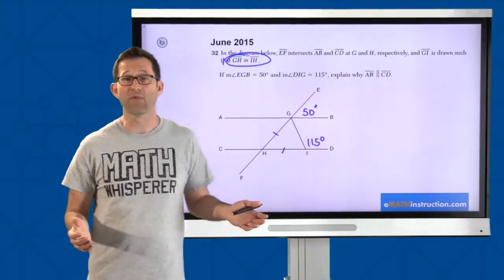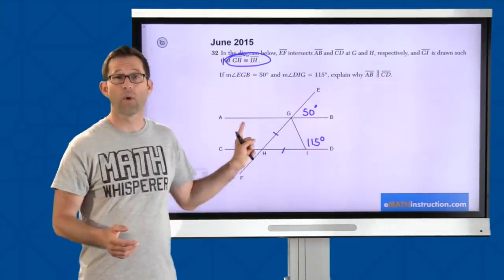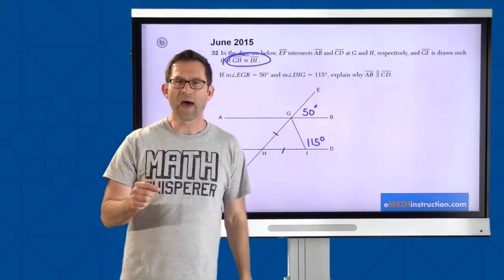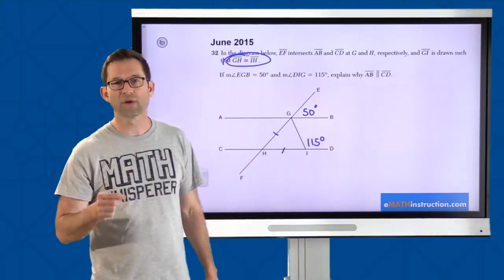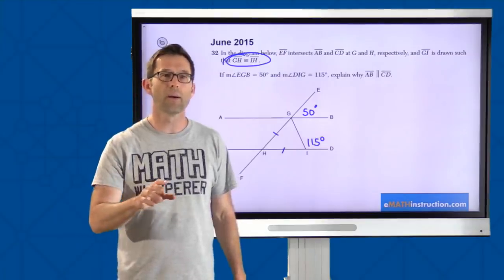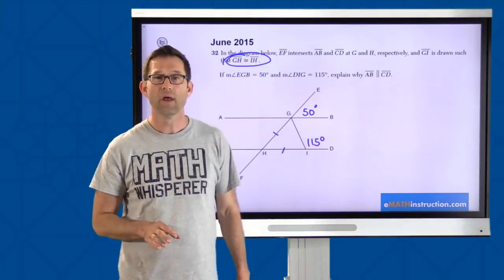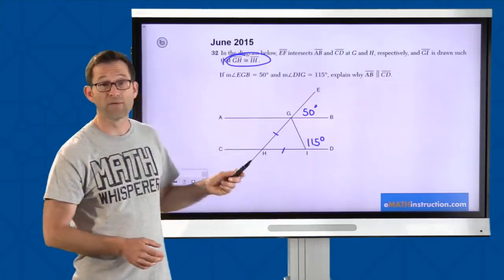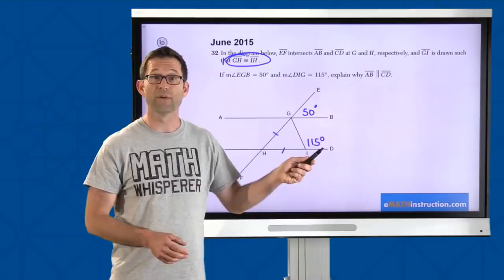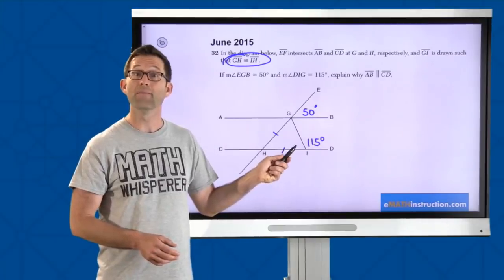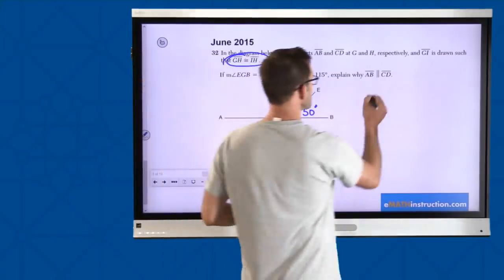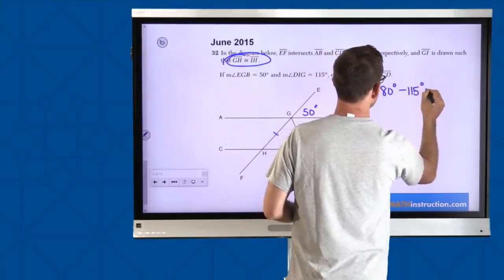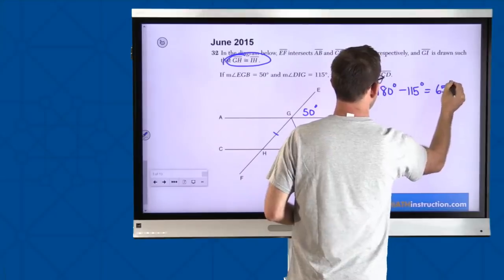There still isn't anything here that would lead me to understand why AB should be parallel to CD. In order to get that, we're going to really need a couple of alternate interior angles to be congruent or a couple of corresponding angles to be congruent. So let's try to fill in some other angles. One easy angle is, given that we know that that's 115, we can subtract from 180 and figure out that angle. So 180 degrees minus 115 degrees is 65 degrees.